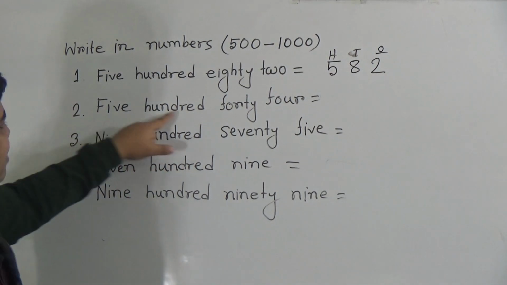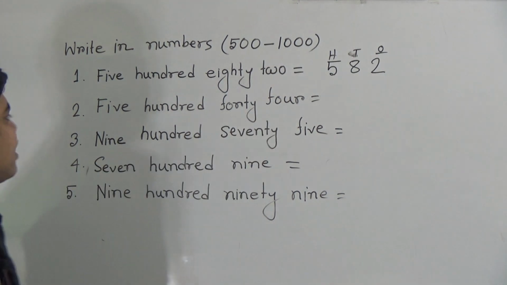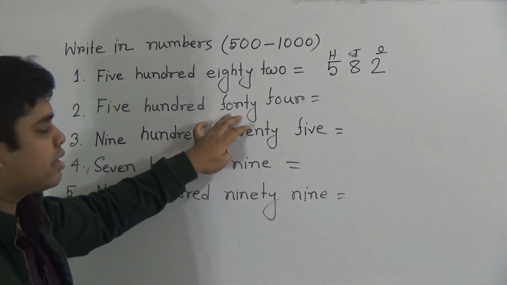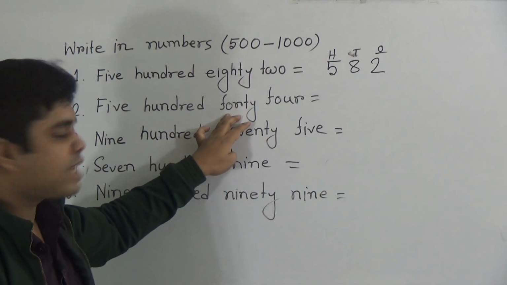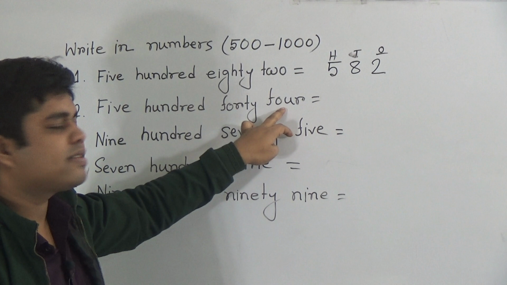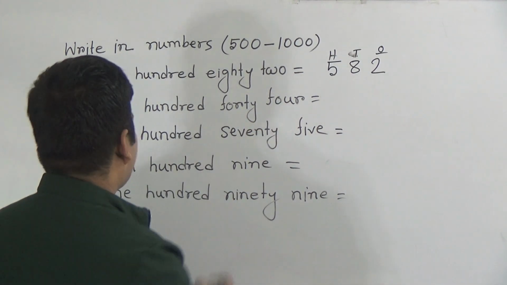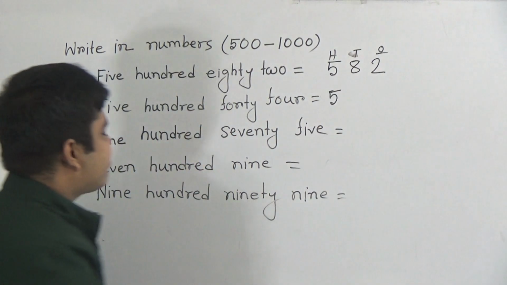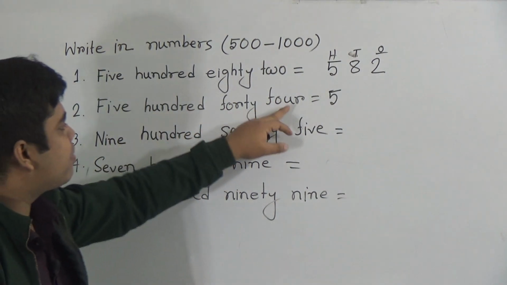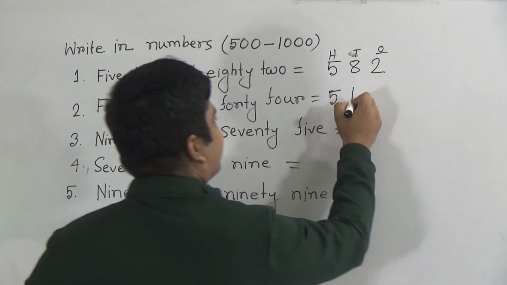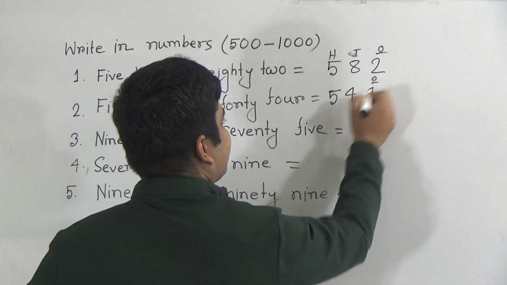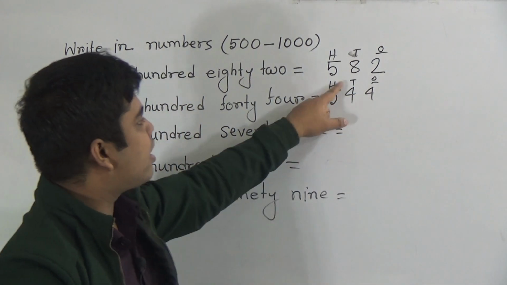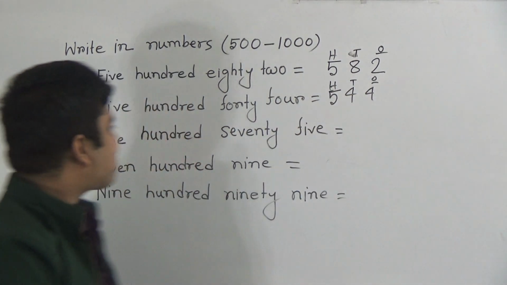Second one, 544. Notice 500 means it has 100 place, 40 means it has tens place, and 4 means it has ones place also. So I write 500, that means 5, then 44, so write 4 and 4. 4 is in ones place, 4 is in tens place, and 5 is in 100 place. So 544.